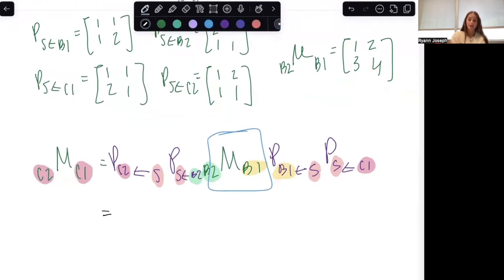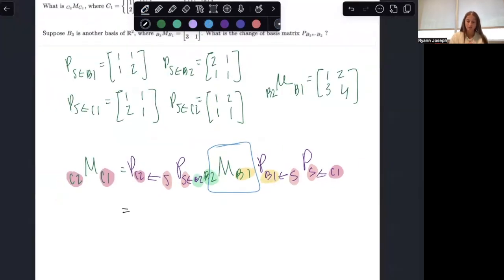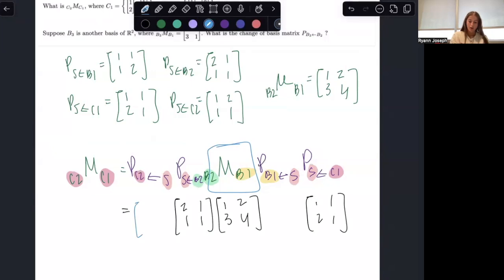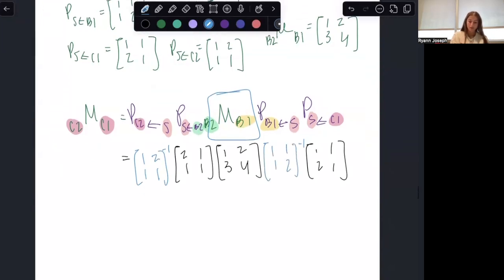From the information provided, I have all of these things, right? The ones I definitely have are everything going to S. So B2 to S, I have 2, 1, 1, 1. I have the linear transformation matrix. I have C1 to S, 1, 2, 1, 1. And then for these guys, I have to take the inverse of them. So going from S to C2 instead of C2 to S, I'll have to take the inverse of this. And then going from S to B1 instead of B1 to S, I'll have to take the inverse of this.